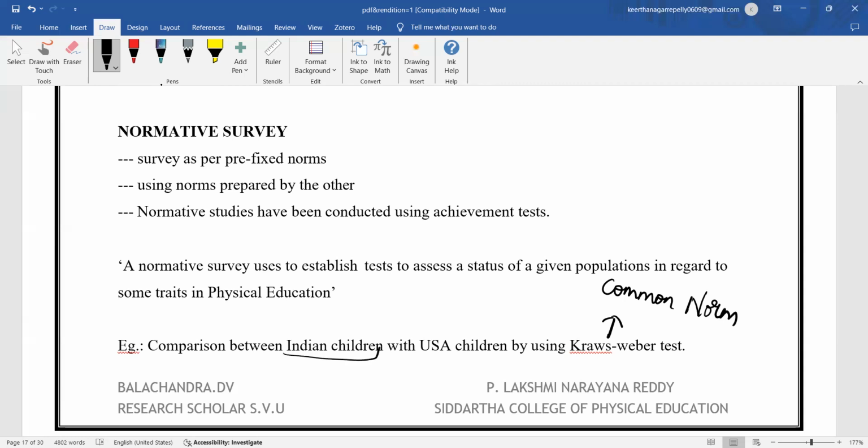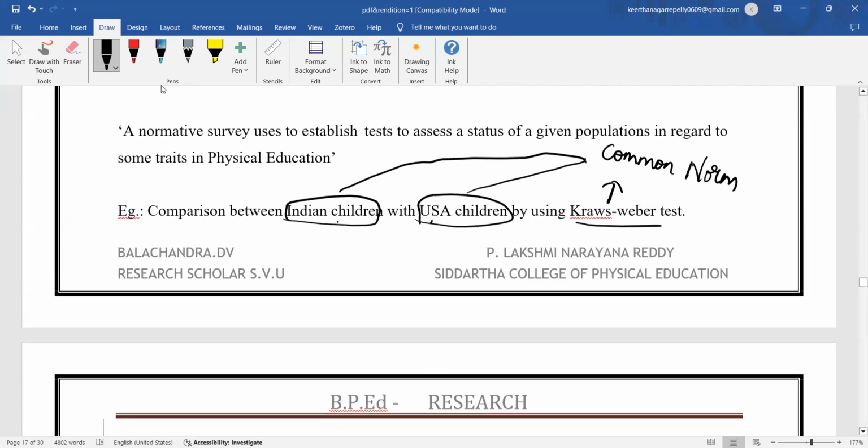Indian children and USA children are the variables. So the common norm, the Cross-Weber test, is the same. The same test is used for both USA children and Indian children. So the norm is the same, the norm is common, but the children are different, the variables are different. So this is a normative survey, and you get some data out of this.